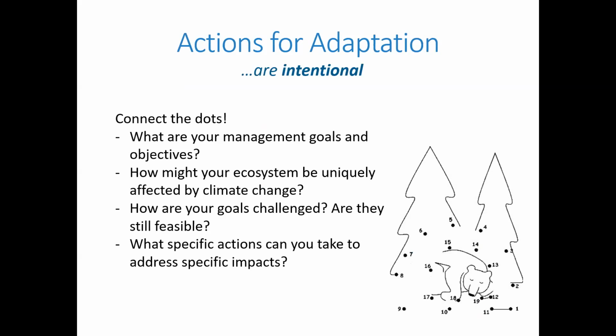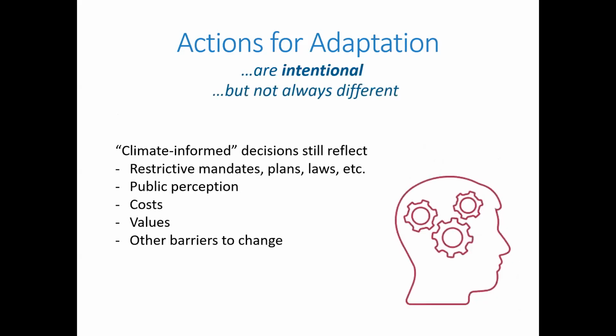So again, actions for adaptation might not be very different from the good management that you're already doing. Actions for adaptation, however, are intentional. And again, it's really about connecting those dots and thinking about management goals and objectives, how your ecosystem will be changed by climate, how your goals are challenged, if they're still feasible or if you need to alter them, and then what specific actions you can do to address those impacts.